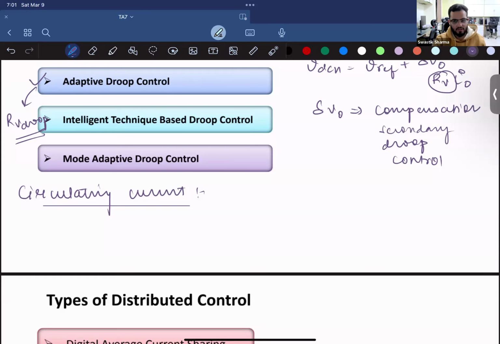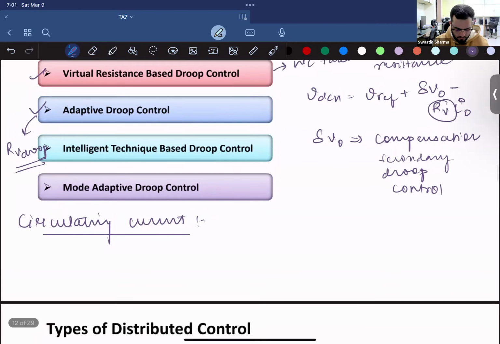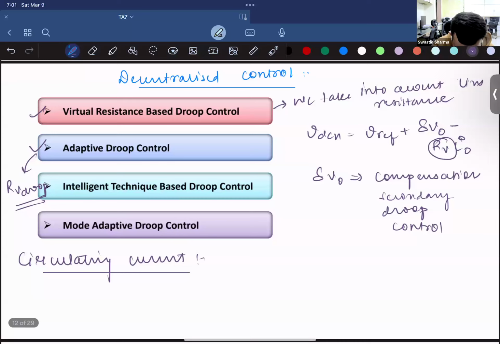Using RV droop, by taking into account line resistance, we can manage to minimize the circulating current as well. So these are some ways we can control the droop of our systems. Then we have intelligent technique based droop controls. We can have fuzzy logic.